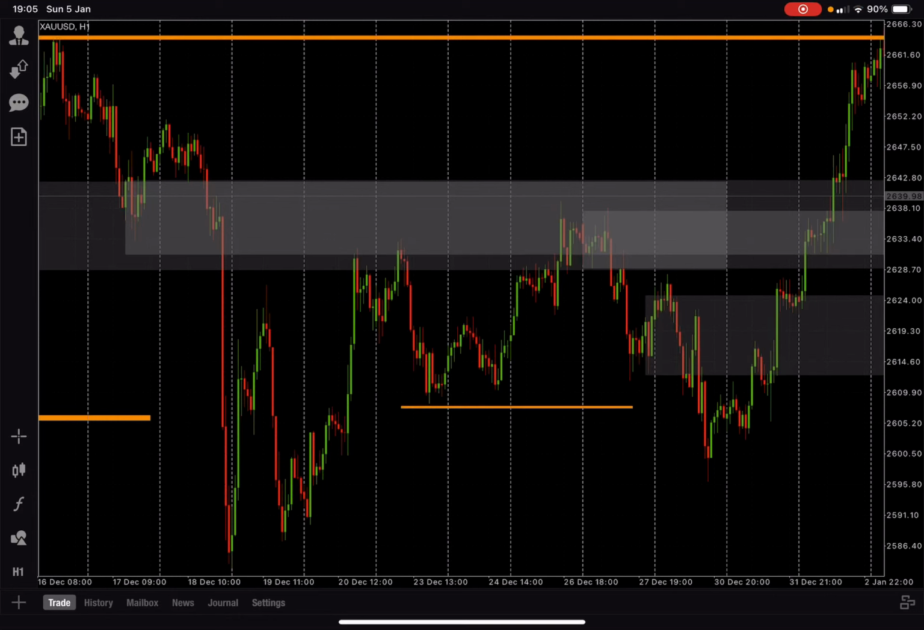Let's go to a different chart. Let's go to this one down here. Is that a bit clearer? Maybe, yeah, that looks a bit clearer.